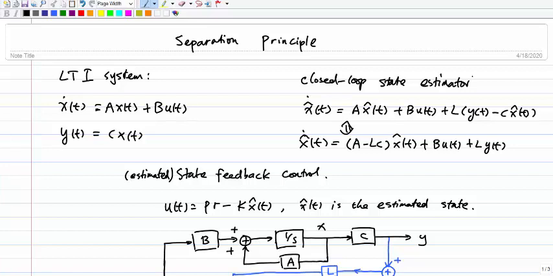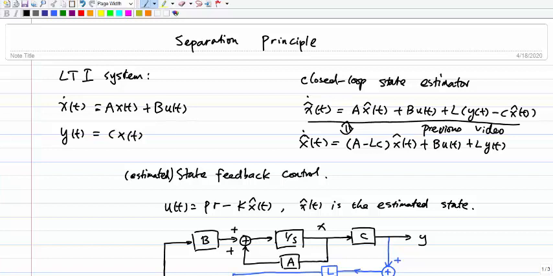Okay, so here's a recap. For the linear time invariant system given by x dot(t) = Ax(t) + Bu(t) and y(t) = Cx(t), here we drop Du(t) for simplicity. The closed loop state estimator, as I mentioned in the previous lecture, is given by x hat dot(t) = A x hat(t) + Bu(t) + L times (y(t) - C x hat(t)). If you have a question about why this is the closed loop state estimator, it is explained in my previous video.